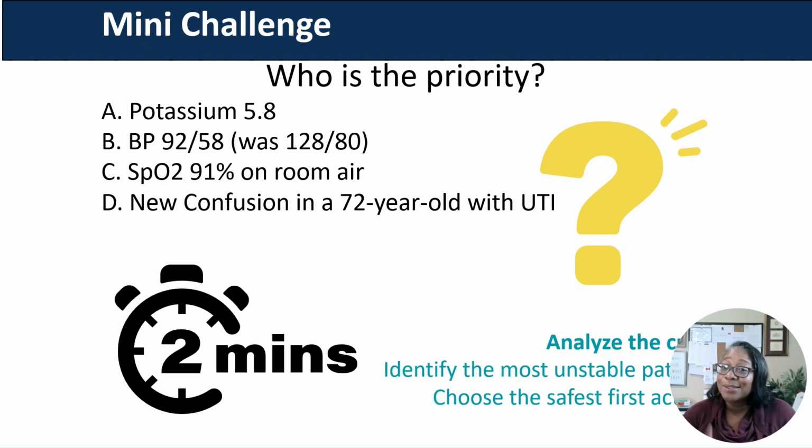So actually, there's a tie in this mini challenge. Answers B and D. So B, the big issue is the falling blood pressure. That'll tell you shock, and that'll kill a person fast. All right. And then D, you have this new confusion that could be sepsis or hypoxia, which is very high priority. A is dangerous, but it's a slower danger. And then C is mild hypoxia, and it's correctable.